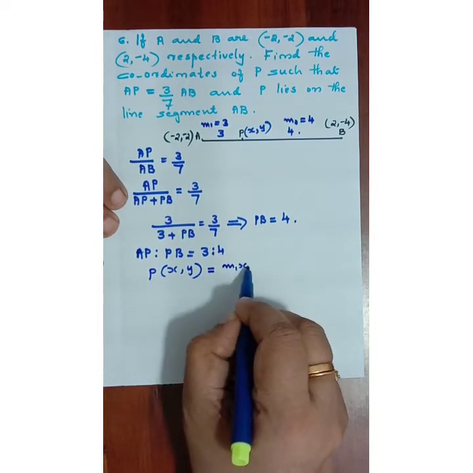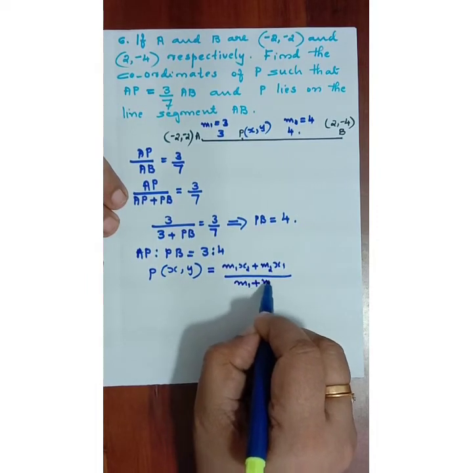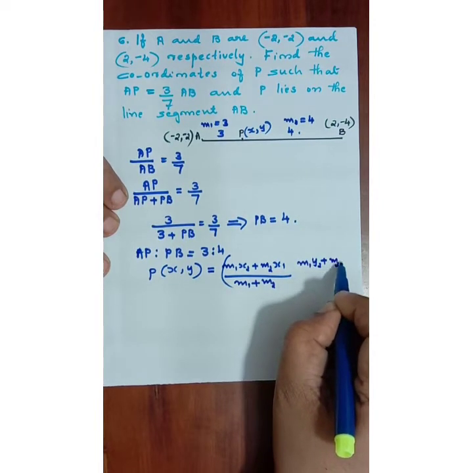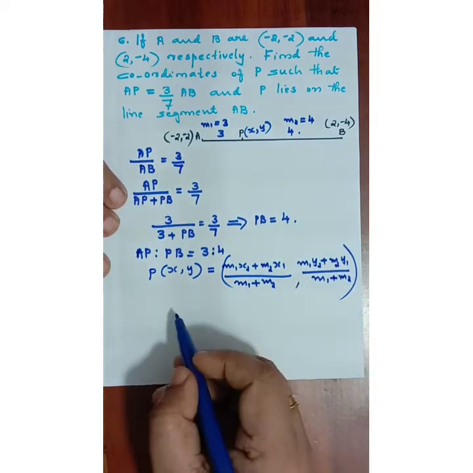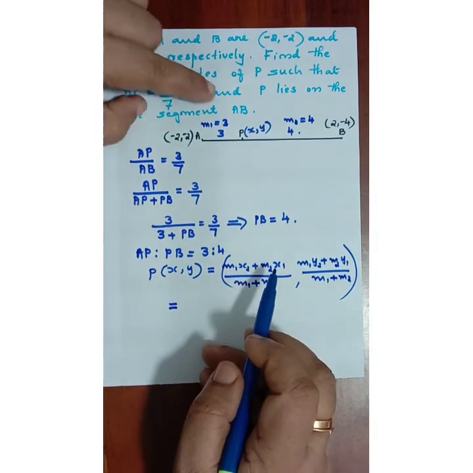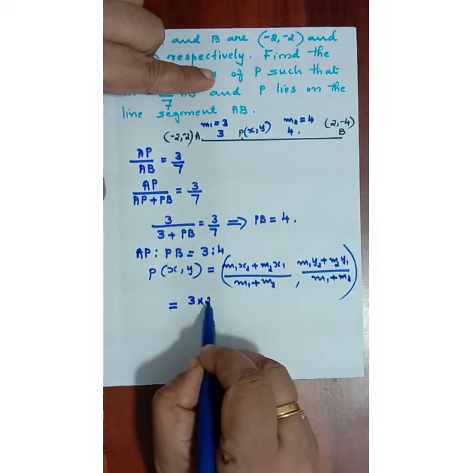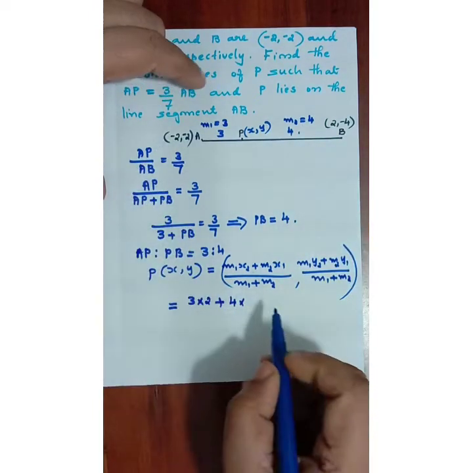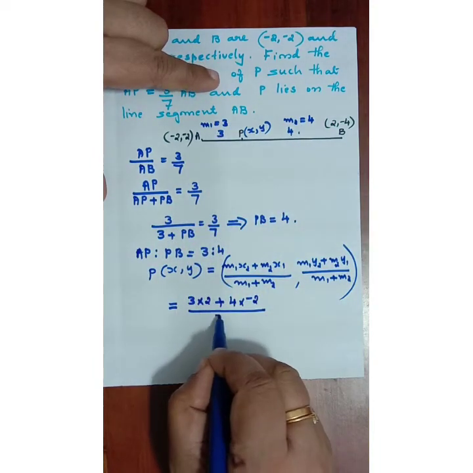That is M1x2 plus M2x1 divided by M1 plus M2. Second one, M1y2 plus M2y1 divided by M1 plus M2. Let us substitute the values, Pxy. Here we have to find out M1x2. M1 I have marked as 3 into x2, x2 is this value 2, plus M2, M2 is 4 into x1, is this first one negative 2, divided by M1 plus M2, 3 plus 4.